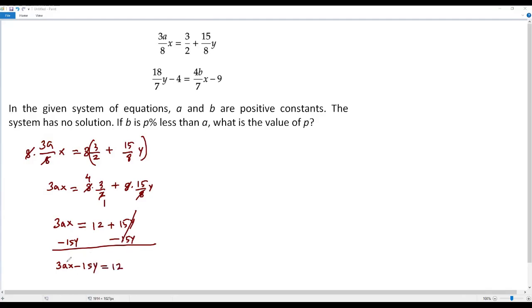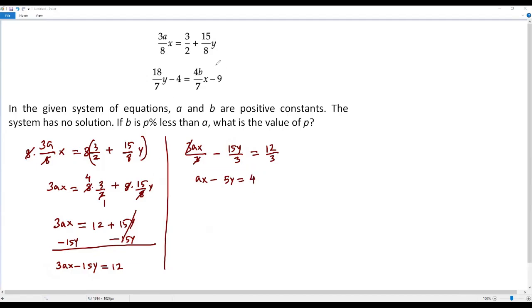When I consider the terms of this equation, everything is a multiple of 3. So we can divide each term of this equation by 3 to simplify further. Let me do it over here. Let me divide the first term 3ax by 3, then the second term -15y by 3, and on the right side 12 by 3. Here this 3 will cancel out. I'm getting ax and -15 divided by 3, which is -5y. On the right side, 12 divided by 3 is 4. Here I got the first equation in standard form: ax - 5y = 4.